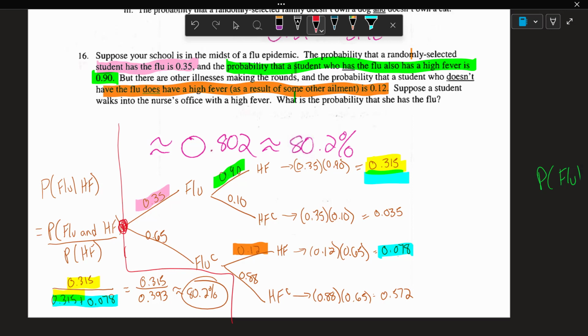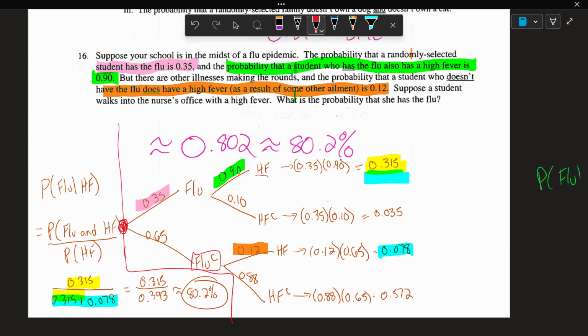Then the probability that a student who has the flu also has a high fever is 90%. So that's going up here to high fever. Then the probability for a student who doesn't have the flu, so that's down on the bottom, down at this one, and of course if there's a 35% chance of getting the flu, there's a 65% chance of not getting the flu. So given that, having a high fever is 0.12. Now the opposite, not having a high fever, is 0.88 because they have to add up to 1.